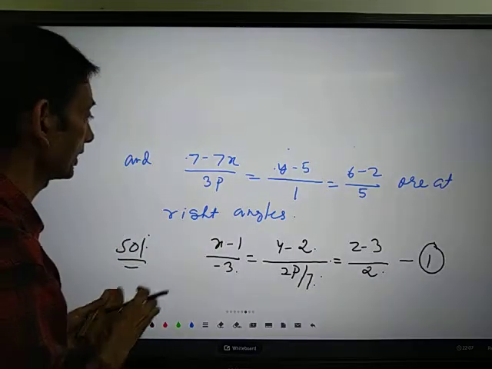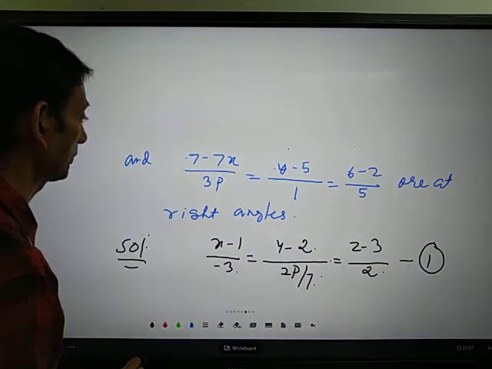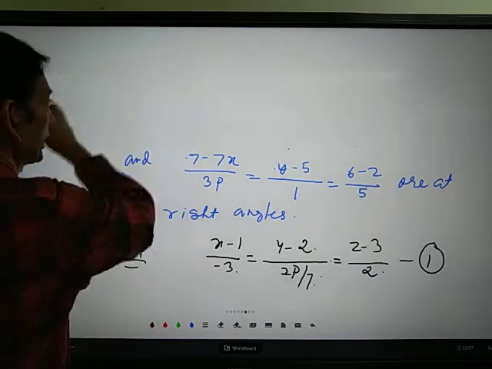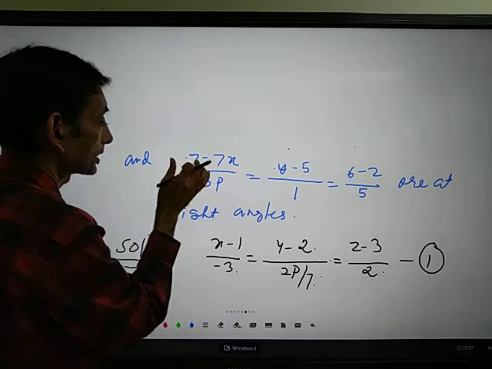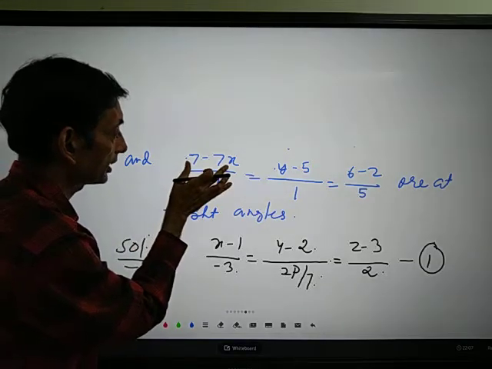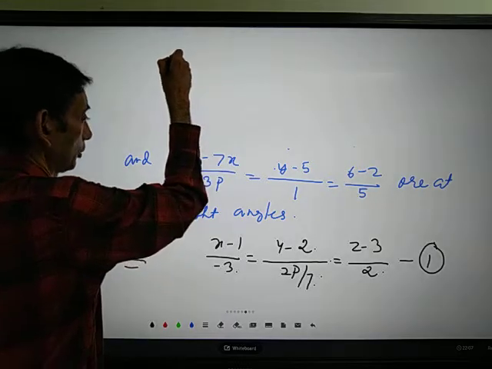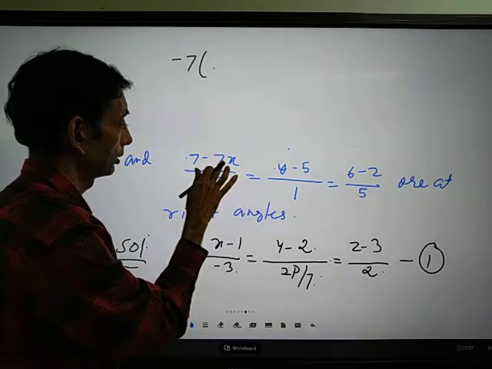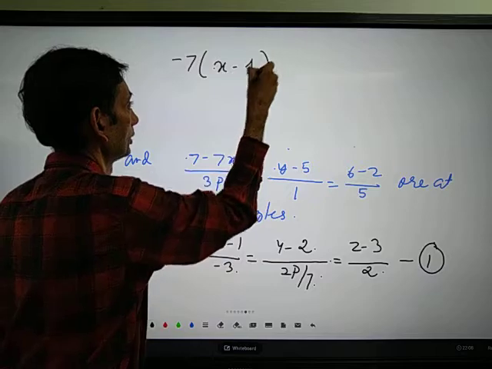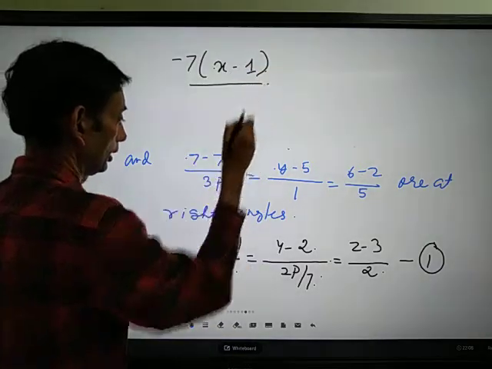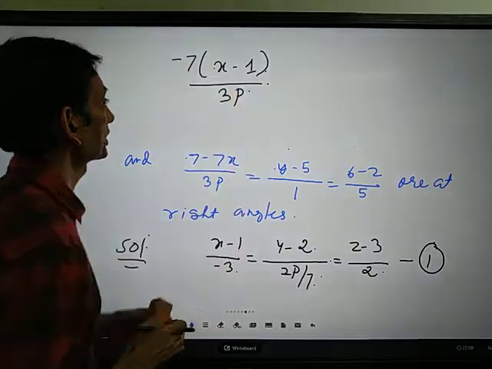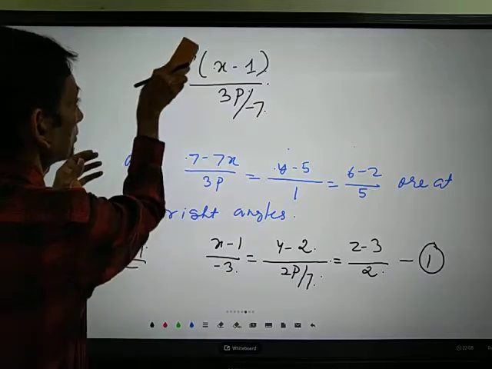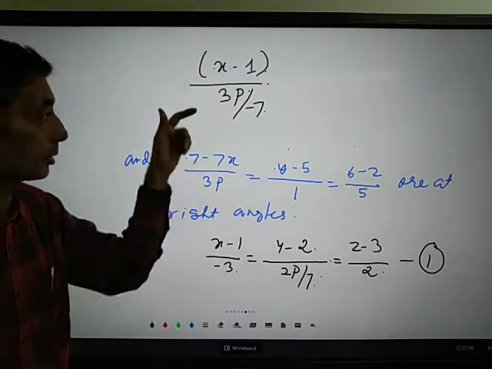Okay, so how to simplify the second equation? This second equation also you can simplify like that. We can just simplify the second equation in this way. 7 minus 7x, so we'll just change the order. If we change the order, we'll take minus 7 common. So it will be x minus 1, and by 3p. Instead of writing minus 7, we can just write this term as minus 3p by 7. So the simplified form will be x minus 1 by 3p by minus 7.